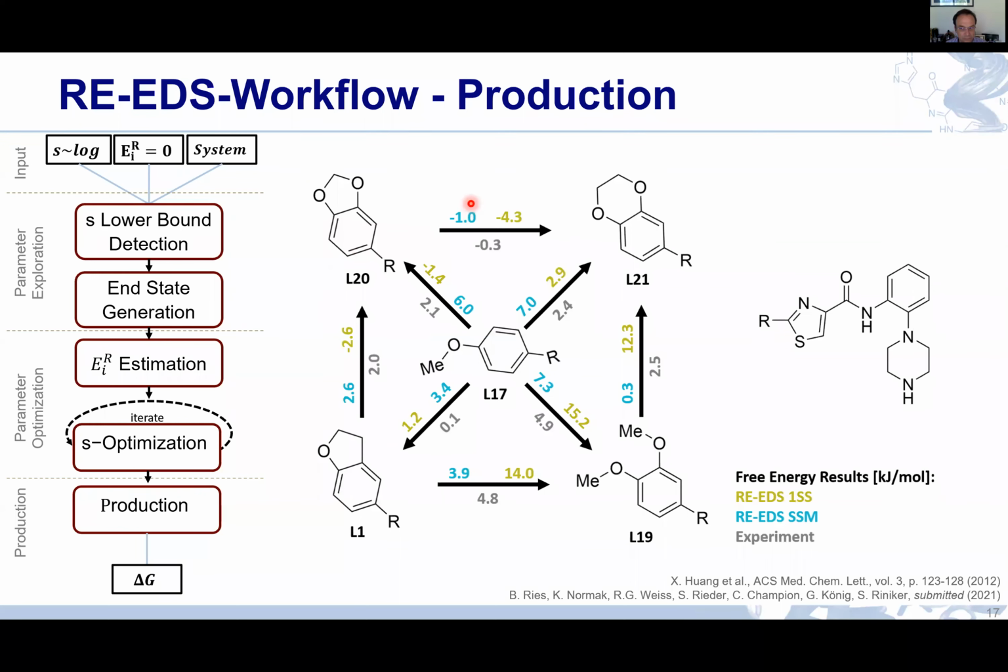In blue, you see the SSM approach. So this is the starting state mixing approach where we did these different end state mixings. And in green, you see the approach without the mixing. It's actually quite interesting to spot immediately that here, this 1L19 ligand is having quite high deviations. So this seems to be not very well sampled in our approach because the deviations are very large.